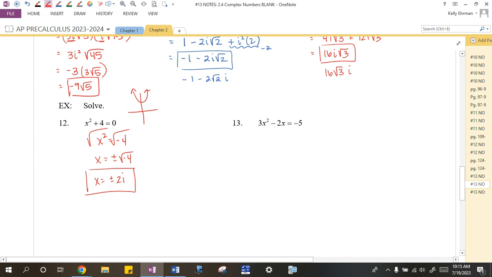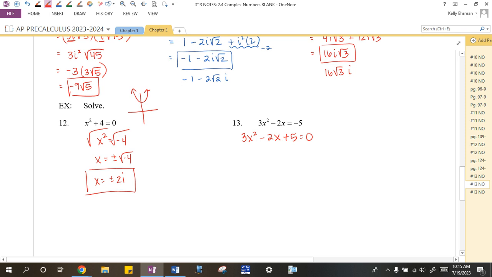For number 13, remember you can't start factoring or anything if this is not equal to 0, because there are an infinite number of answers for what combinations of x I can multiply together to get negative 5. So first, always set your quadratic or your polynomial equal to 0 before you start solving it, if it has 3 terms, I should say. I didn't do that in number 12.